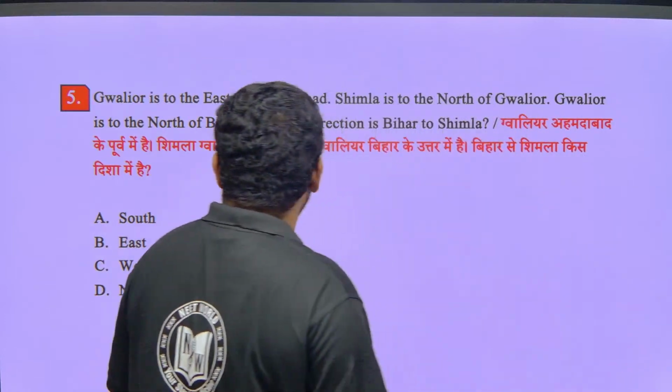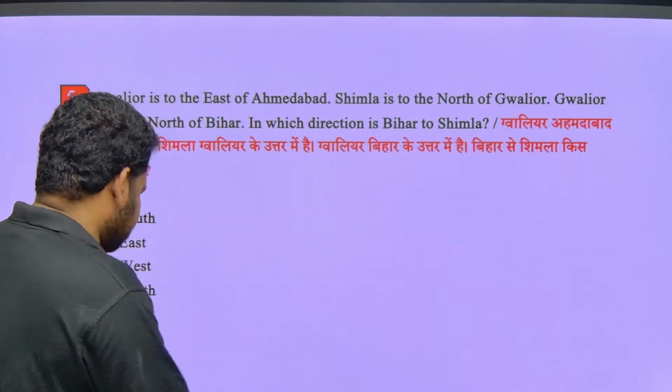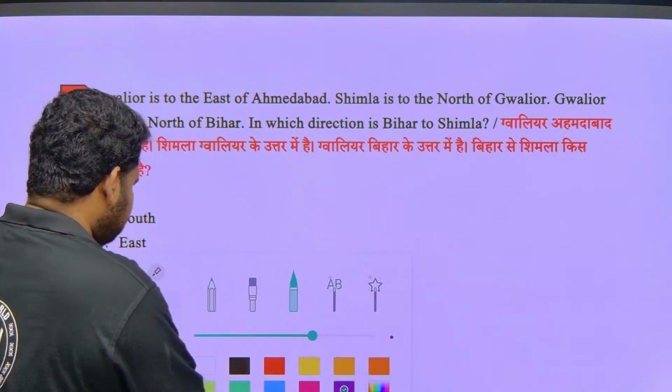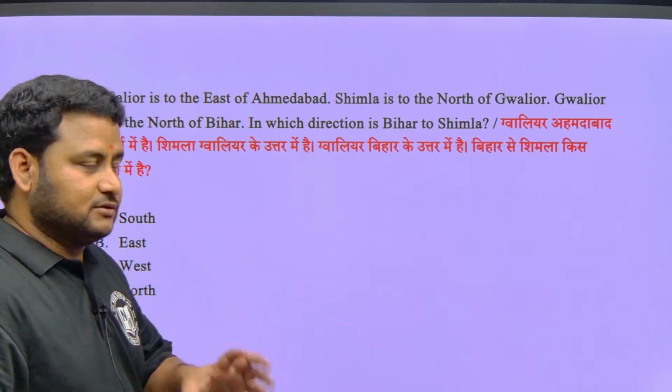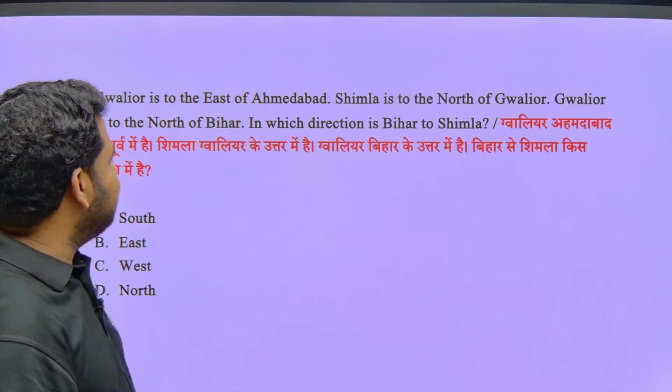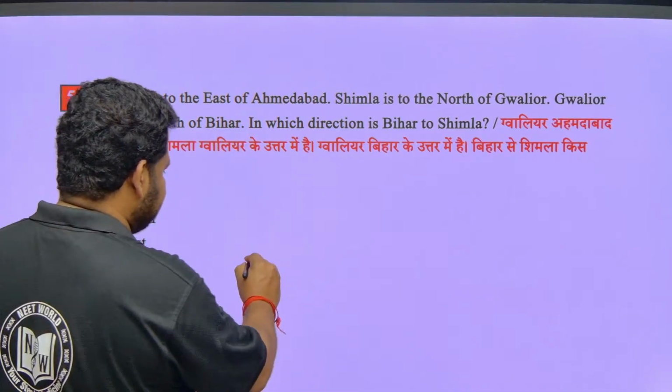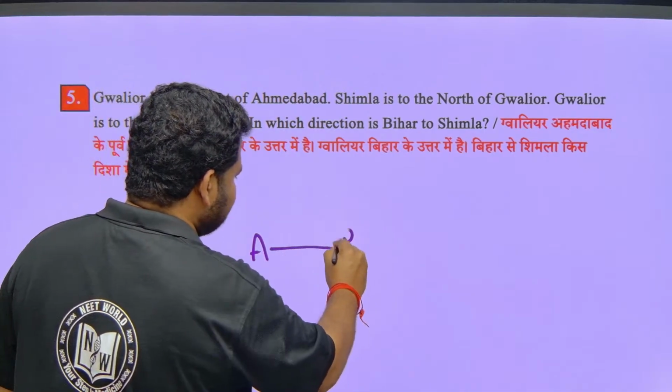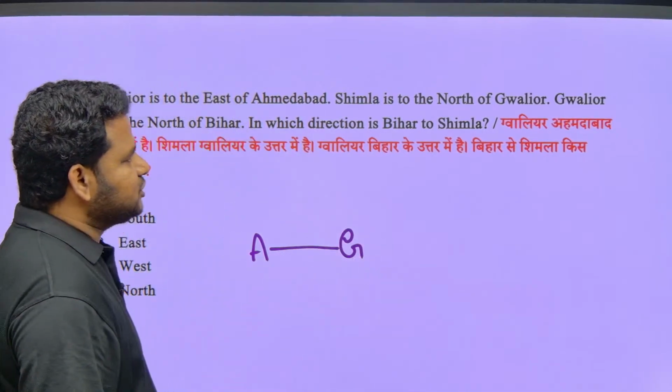Next question, look at this question. You have to understand the word play that they are using to confuse you. They are telling Gwalior is to the east of Ahmedabad, that means I should write Ahmedabad here. To the east of Ahmedabad, Gwalior is there. Fine. Shimla is to the north of Gwalior.